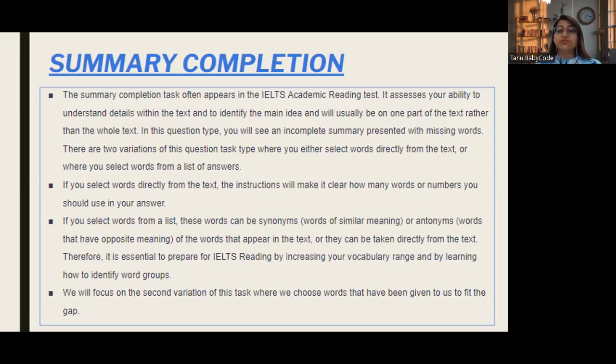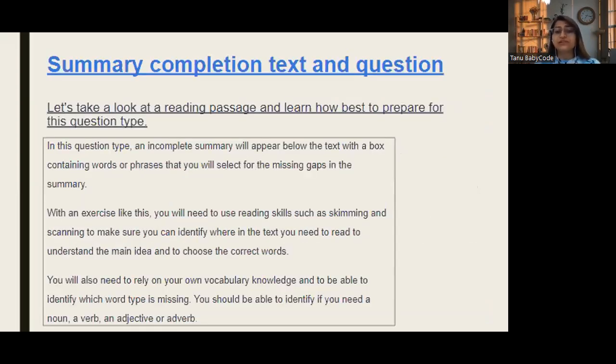Now we will focus on the second type of question where you need to write your answers from the list of options given to you, right? We will be looking at the analyzing here. Now let's look at the reading passage and how we can prepare for this type of question. So as I told you, what is summary completion? An incomplete summary will appear below the text, and you will be looking at the box containing words and phrases. You will select the words for the missing gaps from that box, right?